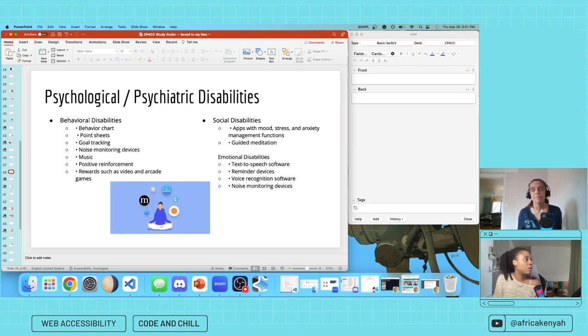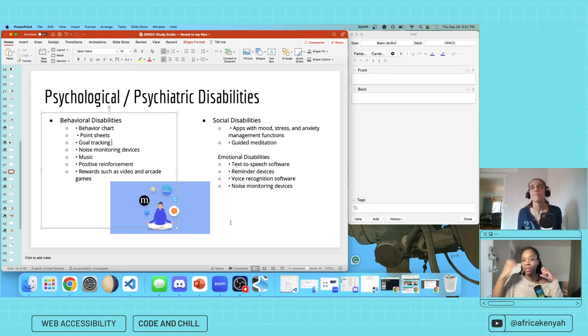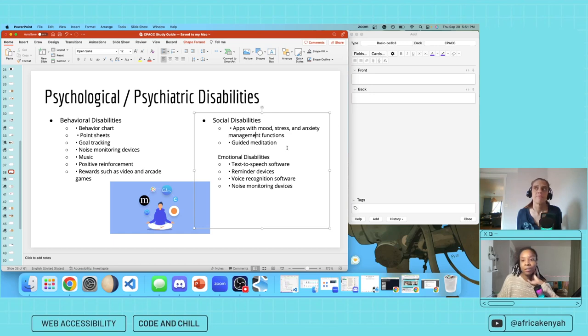So we have things like behavioral charts. That's something I used a lot when I was doing OT. We would have digital behavioral charts, things like tokens, giving stars, incentives, point sheets, goal tracking, noise monitoring devices, music as a therapeutic tool, positive reinforcement, and a lot of these were digital forms of that. Rewards such as video and arcade games are really good and motivating as well. For social disabilities, we have apps with mood, stress, and anxiety management functions, like the Mind or Calm apps, where you can do guided meditation for like 15 or 30 minutes, which are very good.